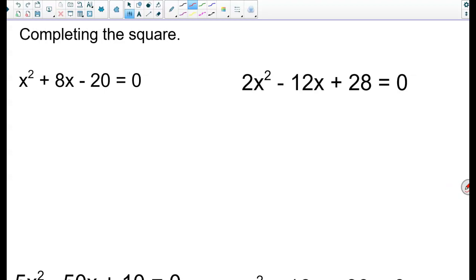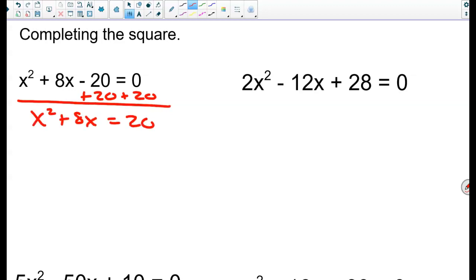So the first four, I'm going to go through the first two to start, and then I'll take questions, is completing the square. Our first step is making sure there is a 1 in front of the x squared. In this problem there's a 1 in front of the x squared, so I can skip that first step and move to the second step, which is adding my constant to the other side. So now we're at x squared plus 8x equals 20.